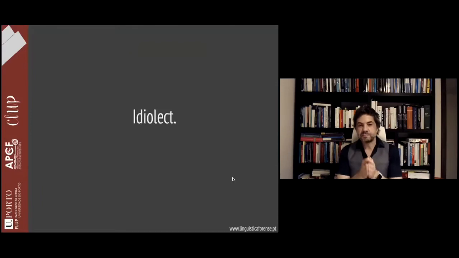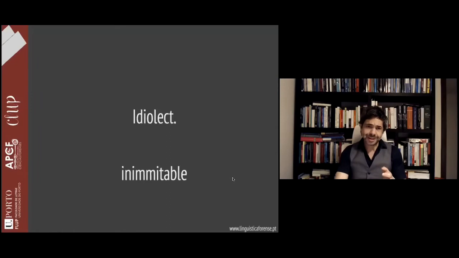So this is based on the established principle of idiolect. Idiolect argues that we all have our own unique way of speaking, of producing text. So no two different people, or the same person at different points in time, would produce exactly the same sort of text, which makes us think that language is inimitable. Okay, so we are not supposed to be able to imitate other people's text.